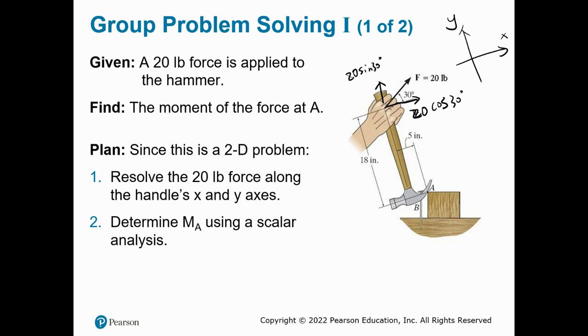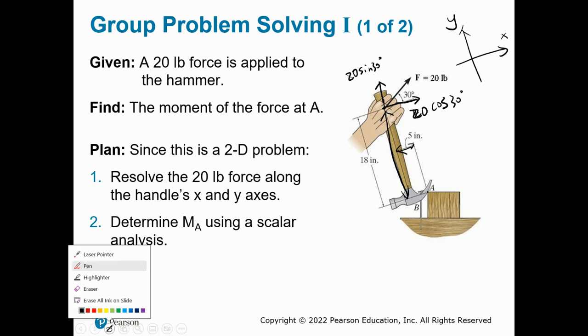So what it's saying is that the 20 cosine 30 component, the perpendicular distance is going to be this much, which is 18 inches. And then for that vertical component, 20 sine 30, your perpendicular distance is going to be this much, 5 inches. Be careful which one is clockwise and which one is counterclockwise.